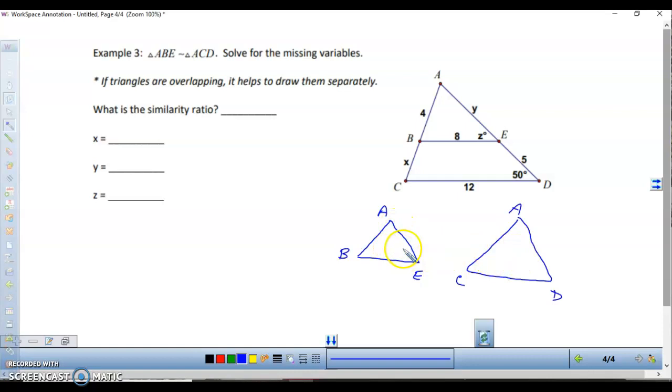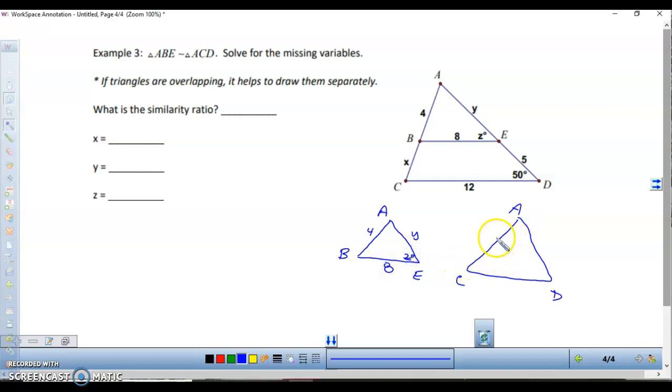Alright, now I'm going to label everything. Now because I drew these correspondingly and I know that this side corresponds with this side and this side with this side, I'm not going to put the little dots on there because I can visually see what matches up, but you can if you like. So I know that AB is 4. I know that AE is Y. I know that BE is 8. Right? And I know this is Z degrees.